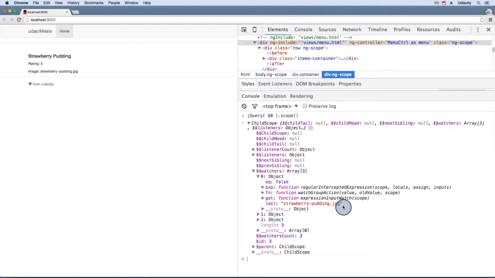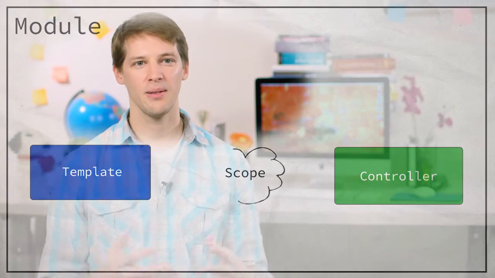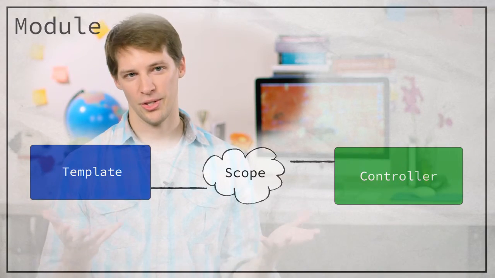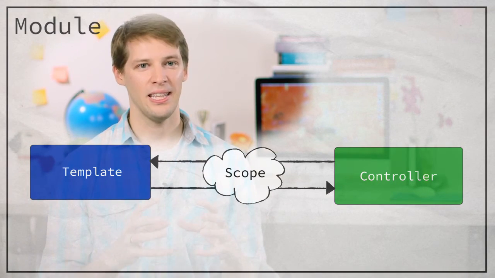Here's the one to watch the menu image property for changes. If Angular sees a change in one of the watchers, then it will update the property in either the controller or the template. At first, it's hard to understand how two-way data binding works between templates and controllers in Angular. Scope is the key that binds them together and performs updates when either side changes.